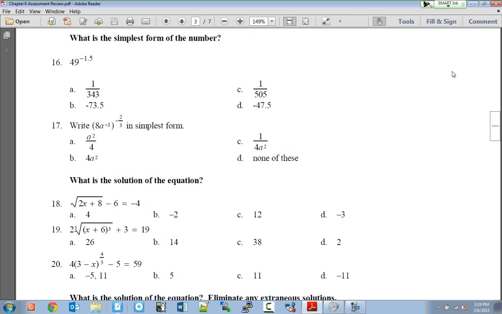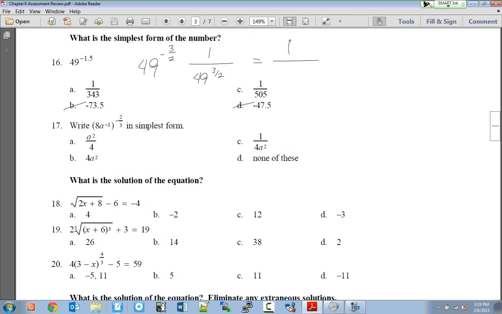All right, number 16. What is the simplest form of the number? So the first thing we need to do is change negative 1/2 to a fraction. Negative 1/2 in a fraction is negative 3/2. So now it's negative, so we know it's going to be in the bottom. So it's going to be 1 over 49 to the 3/2. So we can rule out B, and we can rule out D, because they're negative and our number is clearly positive. Plus, there's no fraction either.